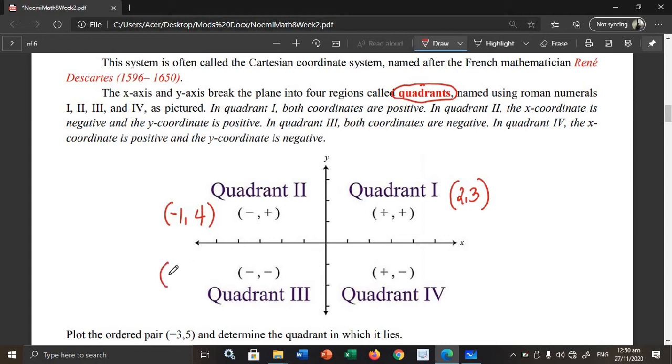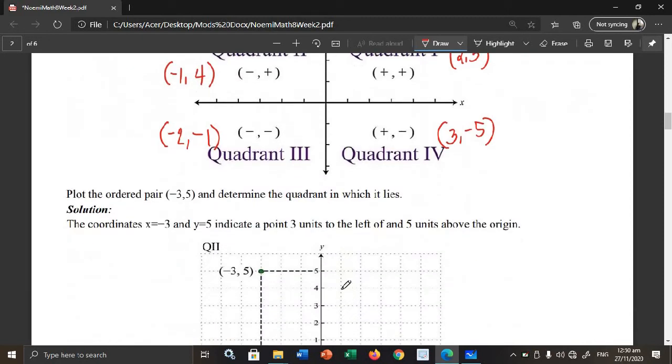Kapag naman sa quadrant 3, they are both negative. So, let's say, for example, negative 2 and then negative 1. So, obviously, this ordered pair will lie here on quadrant 3. And then sa quadrant 4, your x-coordinate is positive, your y-coordinate is negative. So, let's say, for example, I have 3 and then negative 5. So, positive si x, negative si y, therefore, 100% sure na that ordered pair will lie on quadrant 4.